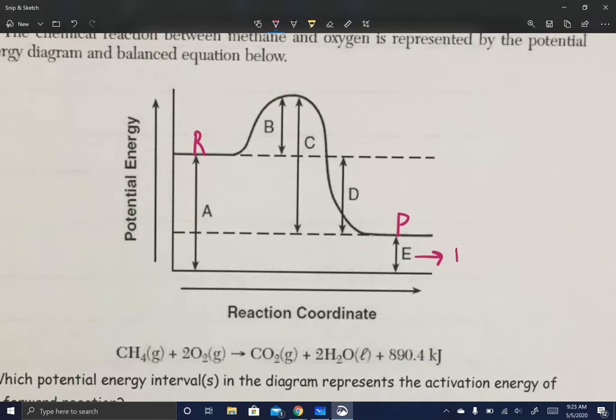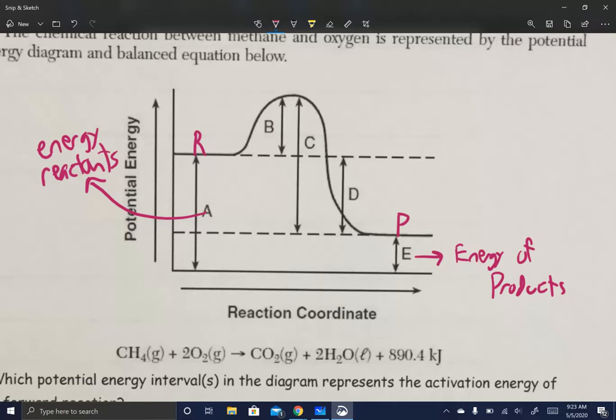E represents the energy of the products. Let me give you an example of that. And A represents the energy of the reactants. You can see that the reactants have more energy than the products. So let's say this is 0 and this is 100. Maybe this is 75, the reactants, in kilojoules, and the products have 25. So the reactants have more energy than the products.